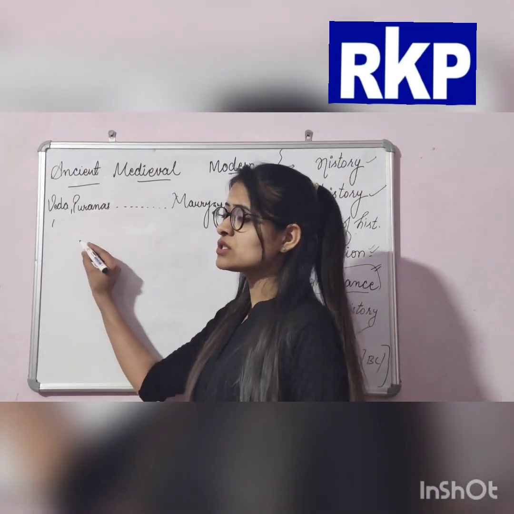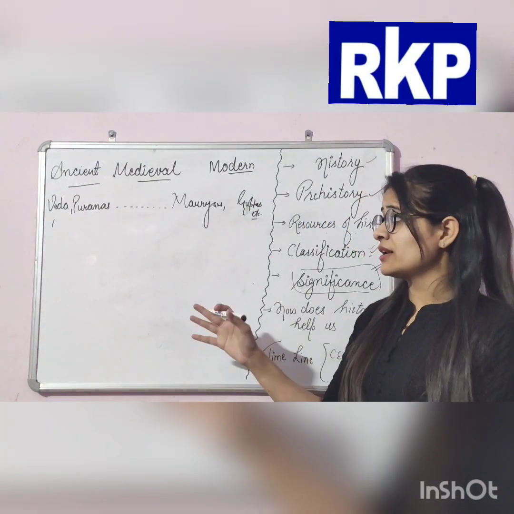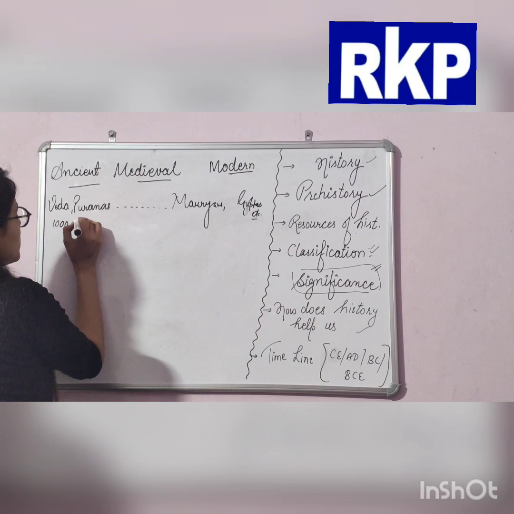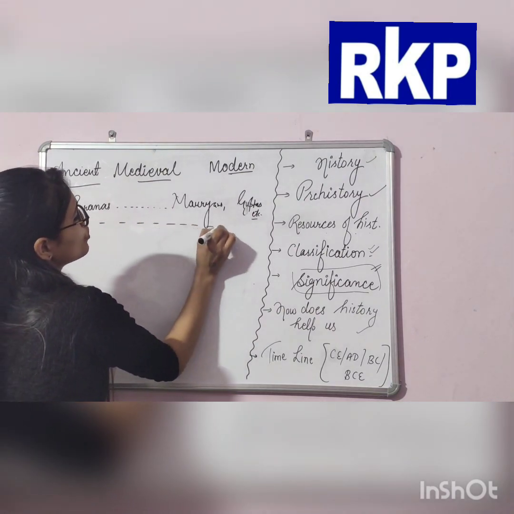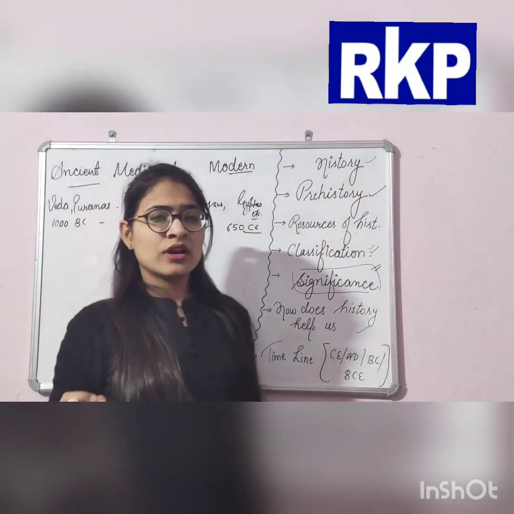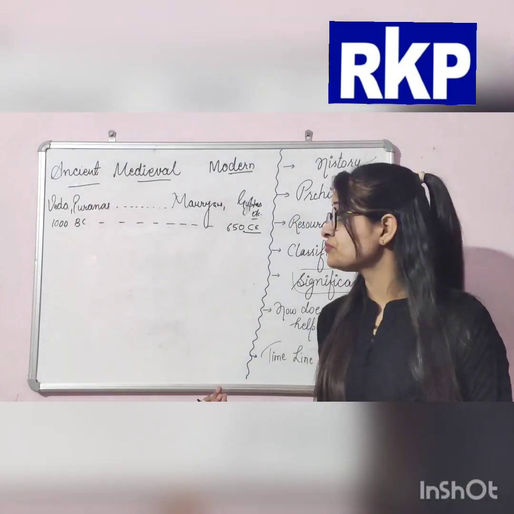And what was the time period starting from the Vedas? That was 1000 BC to the Gupta dynasty, 650 CE. I hope this is clear to you all.